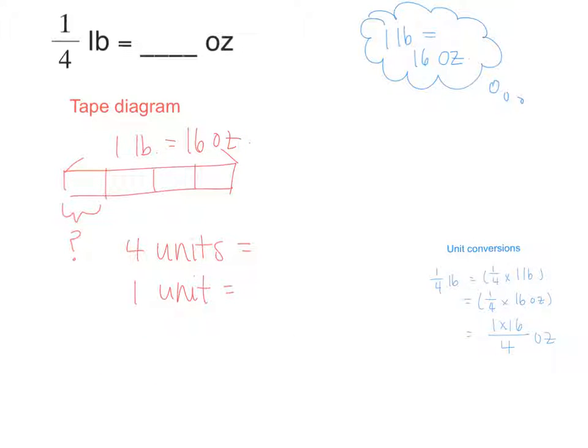Okay, so for today's math learning goal, we are finding a fraction of a measurement. And we're going to do that using two different ways, using tape diagrams and using unit conversions. Okay, so over here, do we have a fraction of a measurement? Yeah. What's the fraction? 1/4. And what's the measurement we're finding it of? A pound. We're trying to find out what's 1/4 of a pound. And we're trying to convert that, see how many ounces are in 1/4 of a pound.